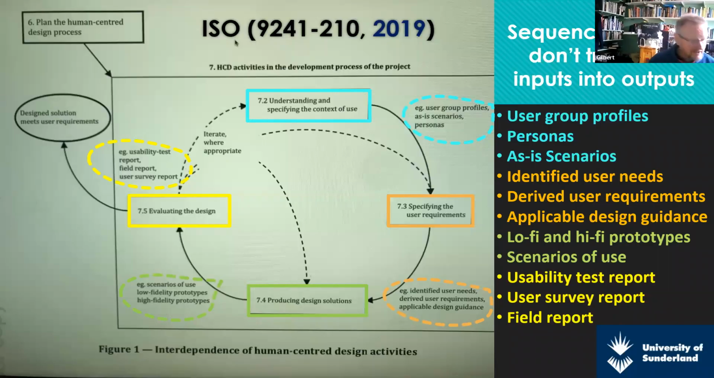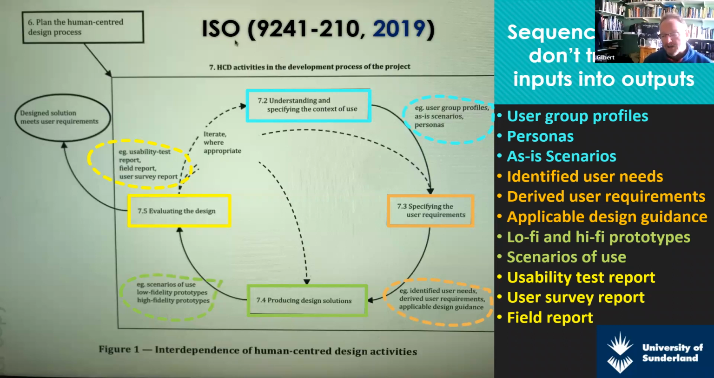As I said, human-centered design, standard revised 3 years ago. One thing was to line this diagram up with what had been in engineering design texts, particularly those by Dym over at Harvey Mudd in California, a leading engineering design educator, showing the outputs of phases becoming the inputs of the next. But there are simply no methods around that will take a user group profile, a persona, an analysis scenario, and give you identified user needs, or derive user requirements from applicable design guides. What happens in those boxes is just a fantasy.